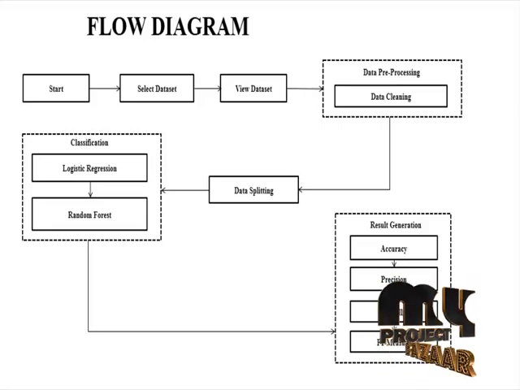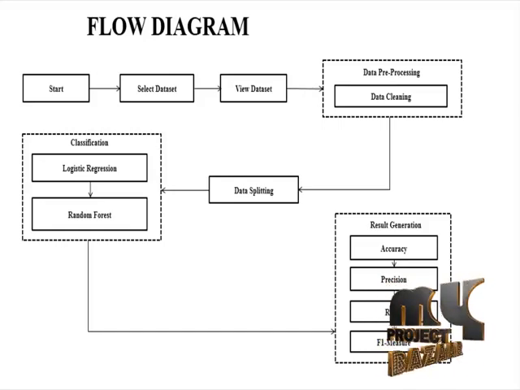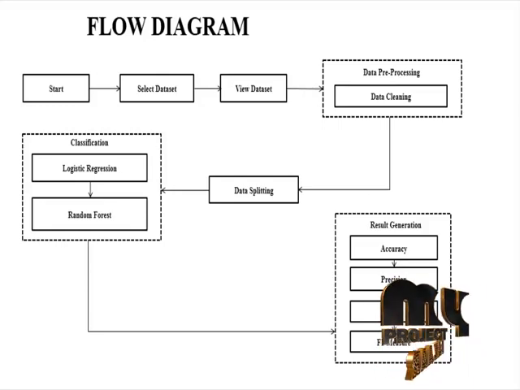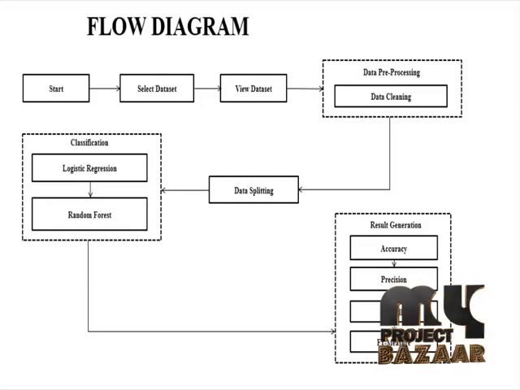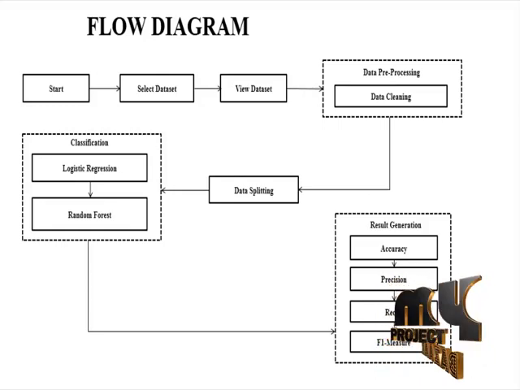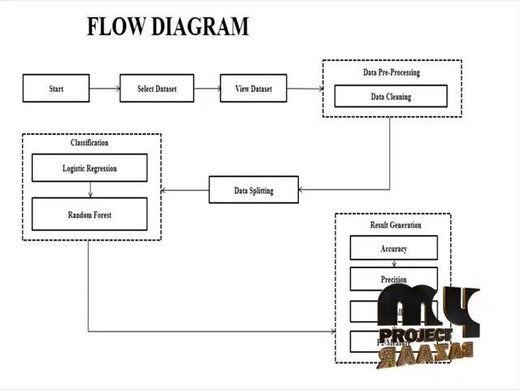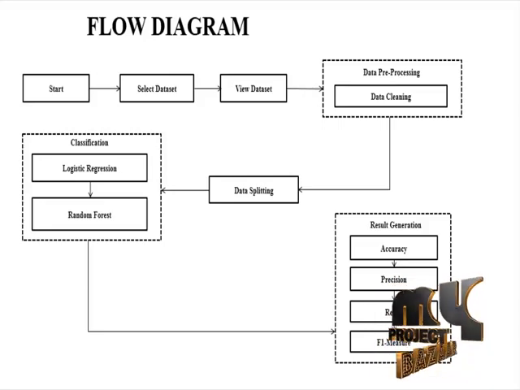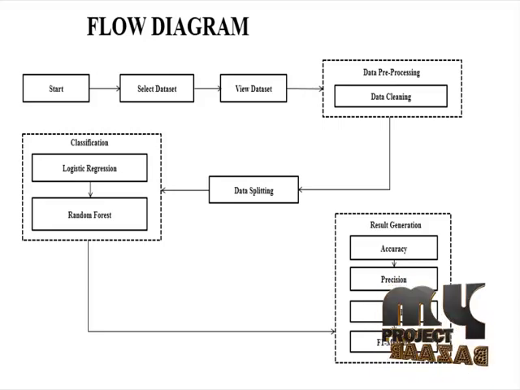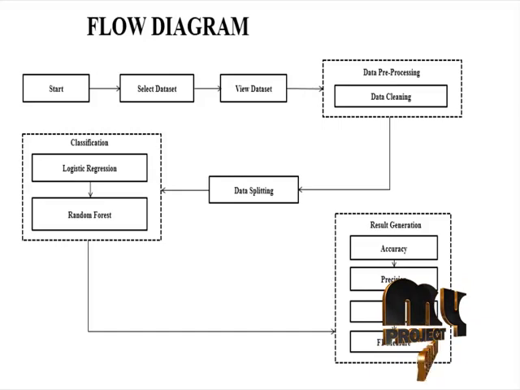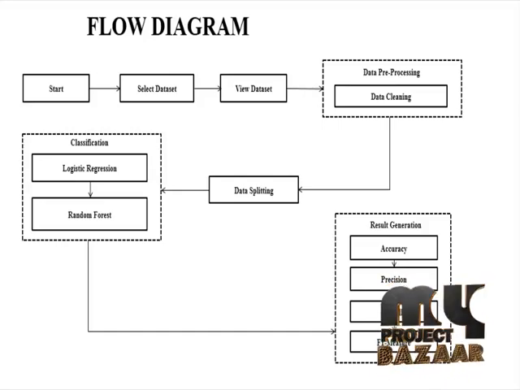After that, we check for missing values or null values in our dataset. If there are any, we need to drop them or replace the values with 0. Then it moves into data splitting. In data splitting, we select our independent variable and dependent variable, and then split our dataset into a training dataset and a testing dataset.